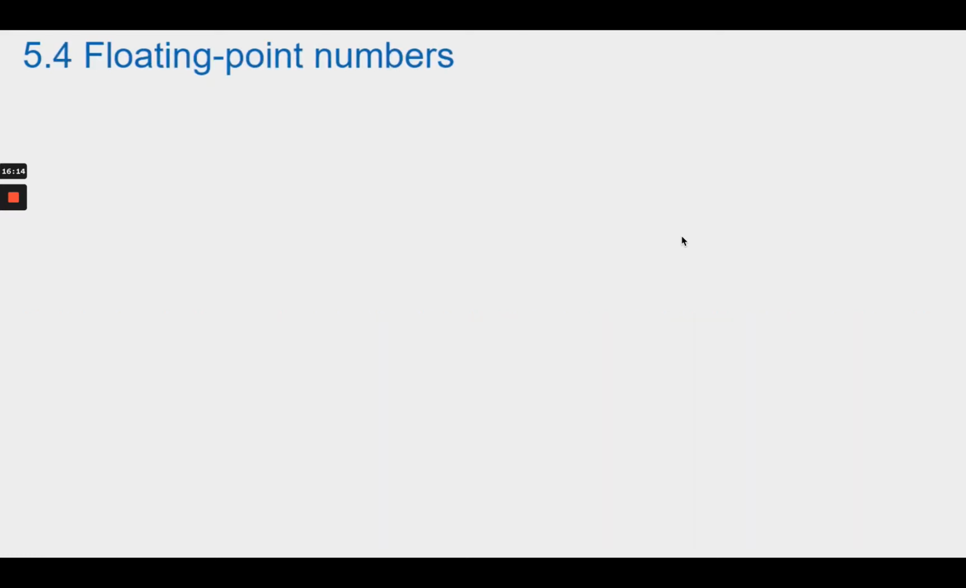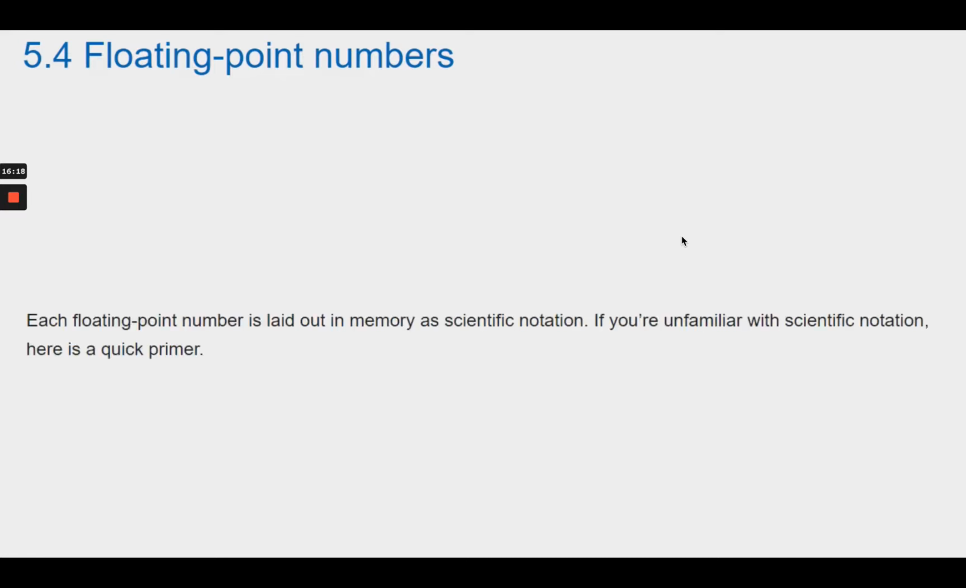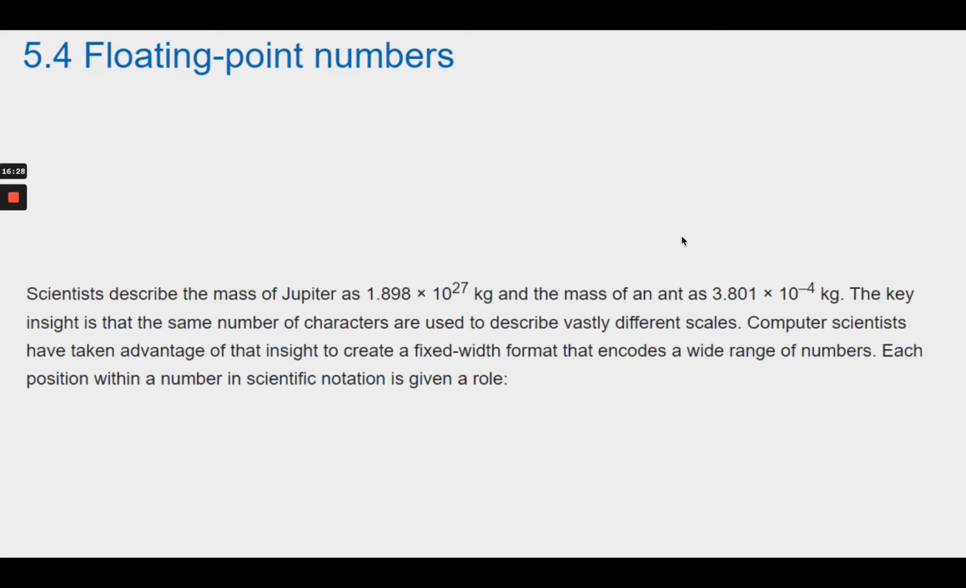Section 5.4, Floating Point Numbers. Each floating point number is laid out in memory as scientific notation. If you're unfamiliar with scientific notation, here is a quick primer. Scientists describe the mass of Jupiter as 1.898 times 10 to the 27th kilograms, and the mass of an ant as 3.801 times 10 to the -4th kilograms.